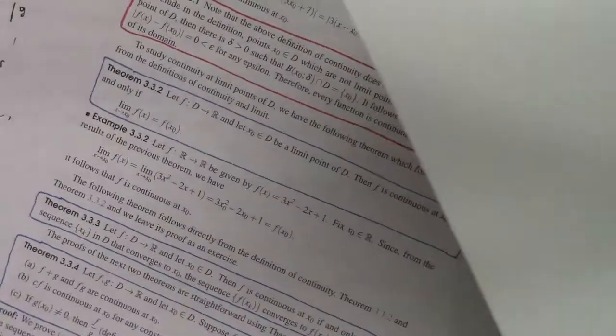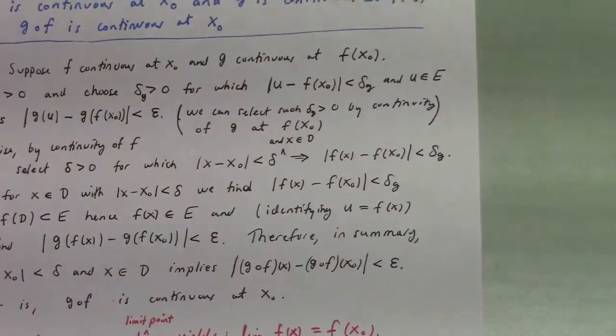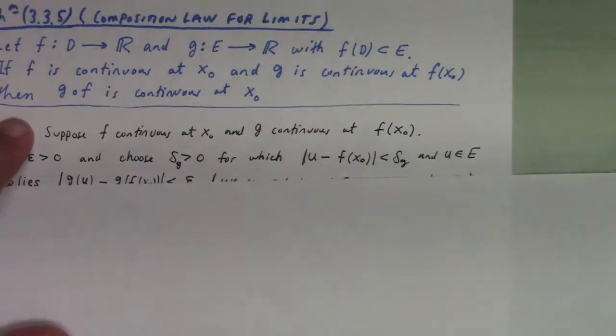But I think this is a good thing to see the proof of. I'm not entirely sure why they skipped it, but whatever. To each his own, I suppose. And anyway, here's the proof. Composition law for limits.